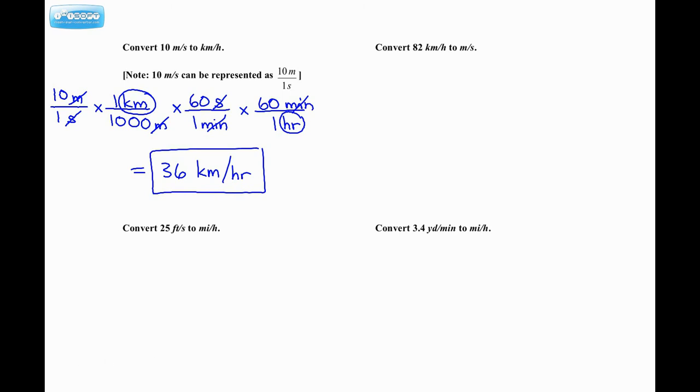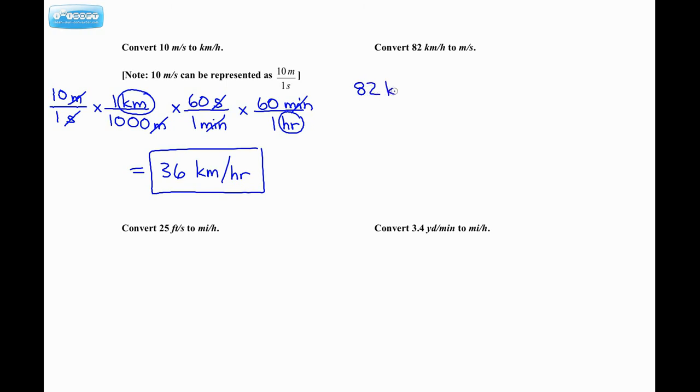Let's do another one. All right, convert 82 kilometers per hour to meters per second. Well, it's actually the same thing as what we did here. It's just in reverse. So I begin with 82 kilometers per hour. So that means 82 kilometers per 1 hour. Okay, so now I'm just going to convert these units separately. It doesn't matter which one you do first. You can do the kilometers first or the hours first. I'll do the kilometers first.